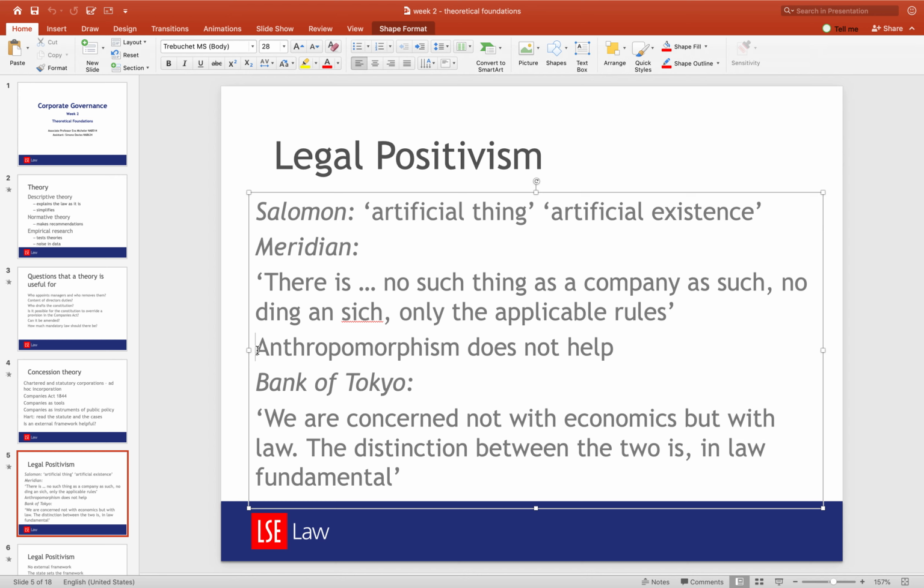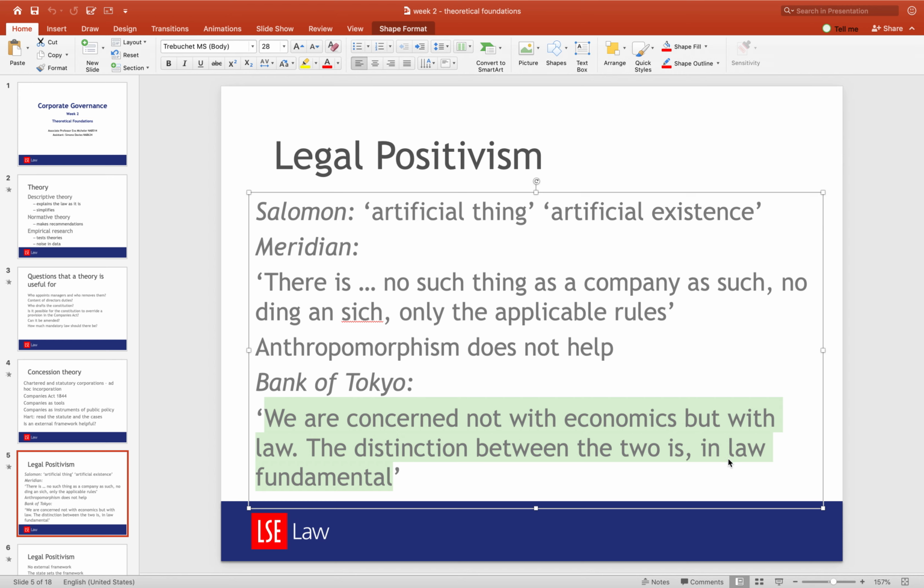The conclusion of that case is anthropomorphism doesn't help. The idea is conceiving companies as something similar to human beings isn't a helpful exercise. Then there is the Bank of Tokyo case, another case that sort of expresses a view that economic analysis isn't helpful. And the statement there is, we're not concerned with economics, but with the law. And this distinction between the two is in law fundamental.